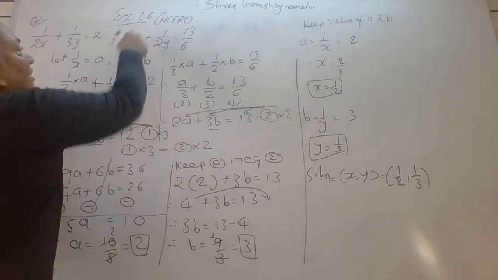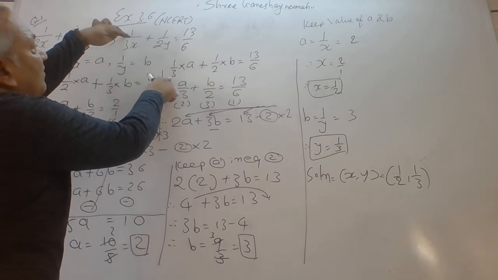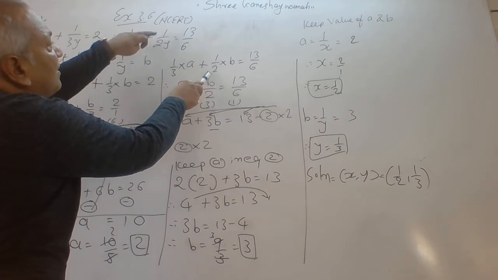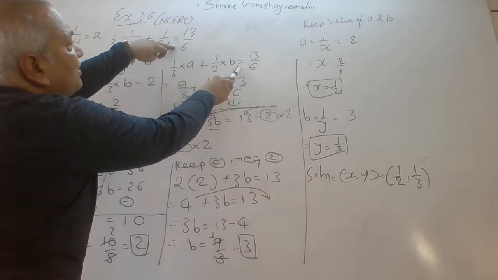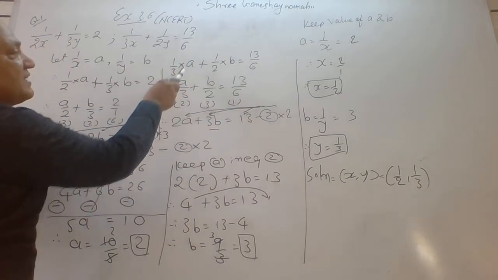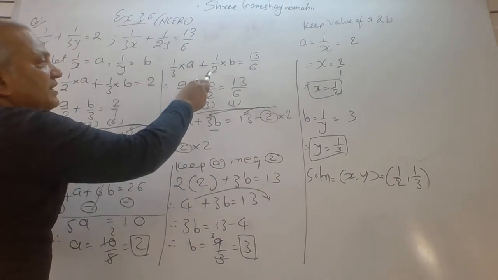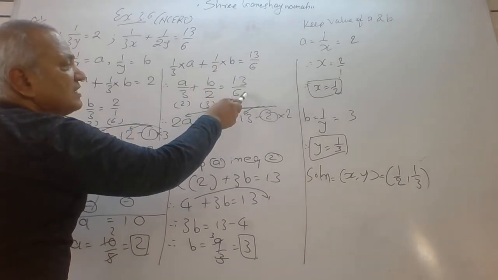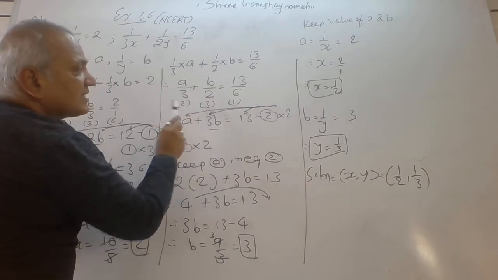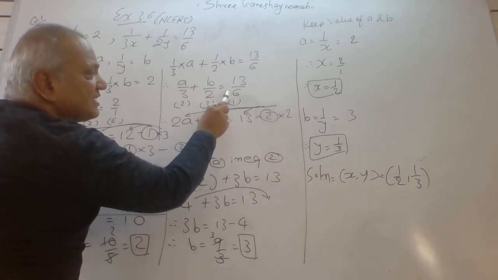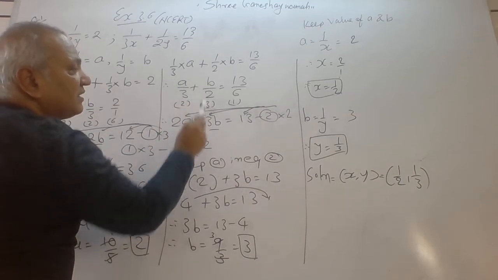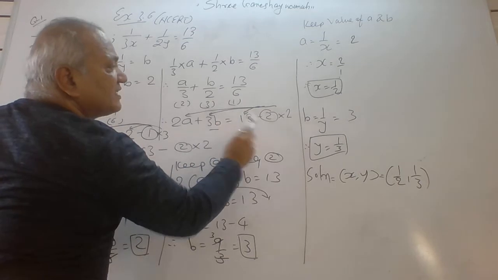Now equation 2. It is 1 upon 3x. So 1 upon 3 times 1 upon x, which is a, plus 1 upon 2 times 1 upon y, which means b, is equal to 13 upon 6. So a upon 3 plus b upon 2 is equal to 13 upon 6. Now the LCM of denominators 3, 2 and 6 is 6. So 3 2s are 6, 2 3s are 6, 1 is 6. Now these multiply with the numerators. So 2a plus 3b is equal to 13.